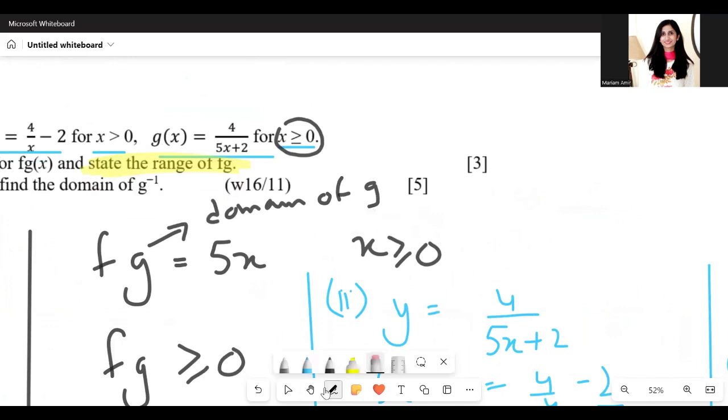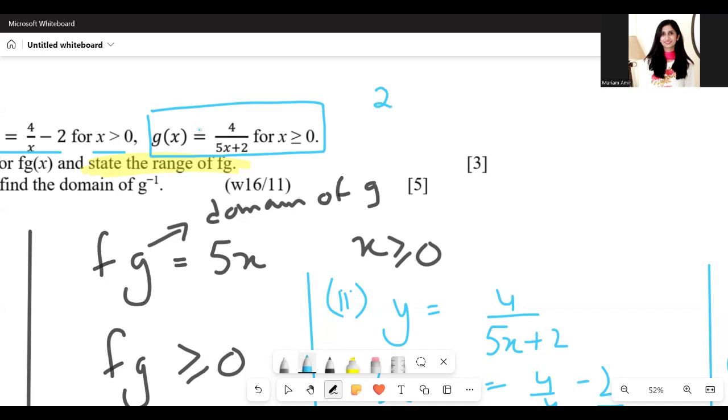Okay. Here is g(x). So g(x) is 4 upon 5x plus 2, and x is greater than or equal to 0. Now, when x is going to be 0, the value is going to be 2, right? When you substitute 0 over here, you get a 2.